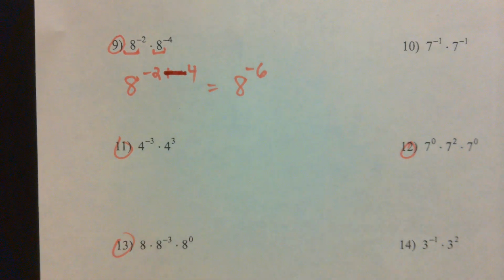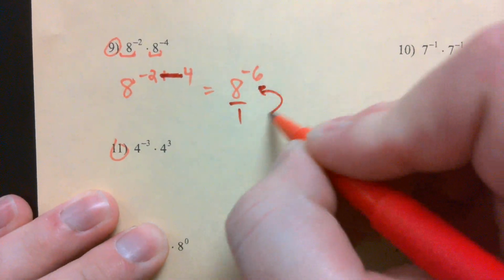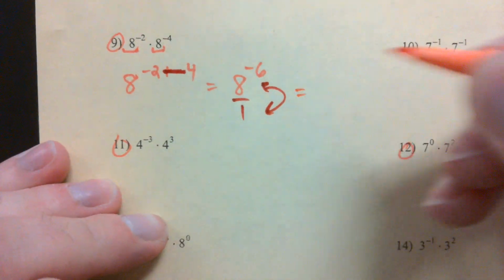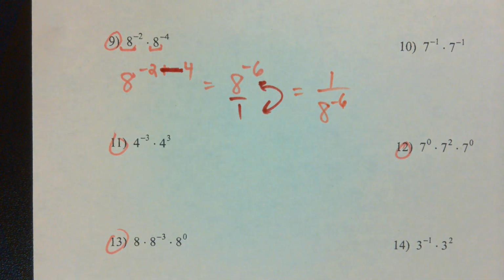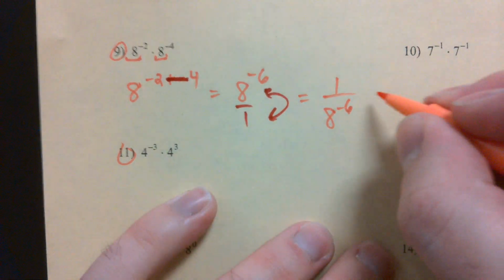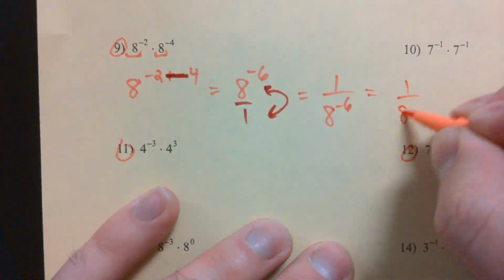8 to the negative 6 will turn into a fraction and flip it to get 1 over 8 to the negative 6. Right? Quick little 2.1a review. And then what do we do with that negative 6? Make it positive. 1 over 8 to the 6.